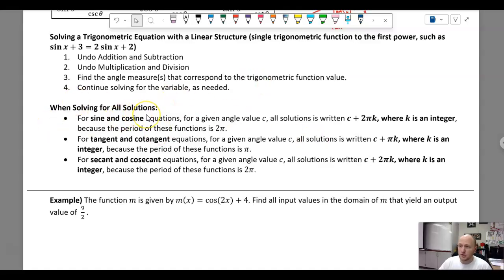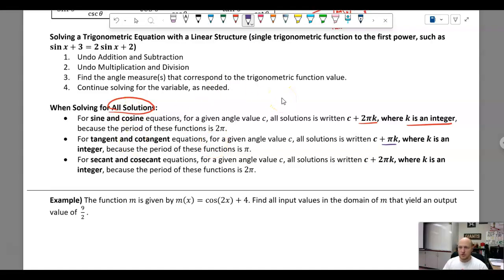When solving for all solutions, so this is specific to equations that say find all solutions, it's important to note that sine and cosine are periodic. They're cyclical and they can keep going. So if we have a problem that says solve for all values, we have to add a 2 pi k to our answer, where k is an integer, because our period is 2 pi. These values will repeat over 2 pi. If it's tangent and cotangent, we only add pi k, because the period for tangent and cotangent is pi. Makes sense, right? Secant and cosecant are the same as sine and cosine. It's going to be 2 pi, because they're the reciprocal functions of sine and cosine.